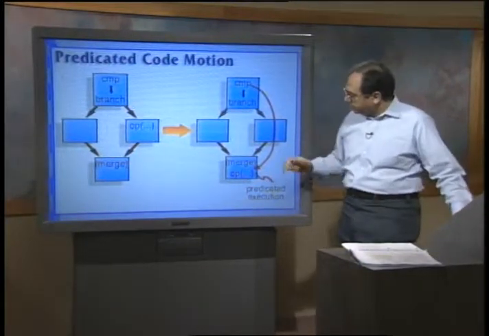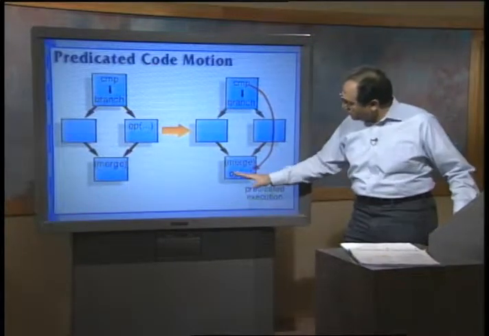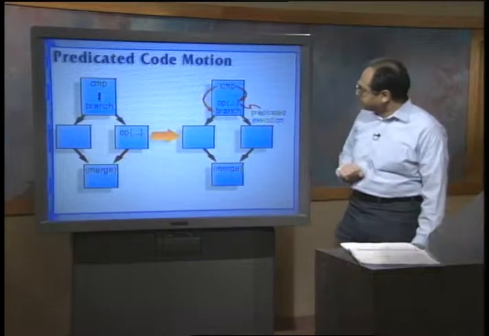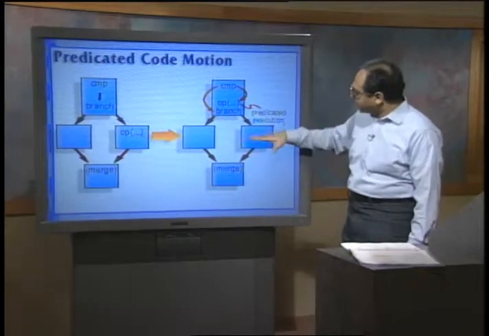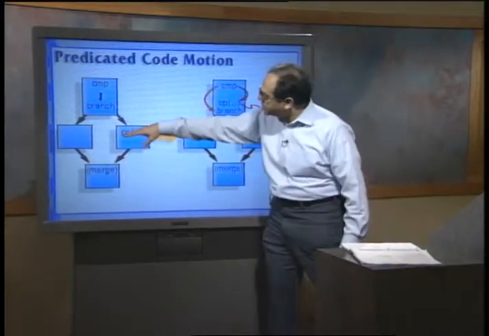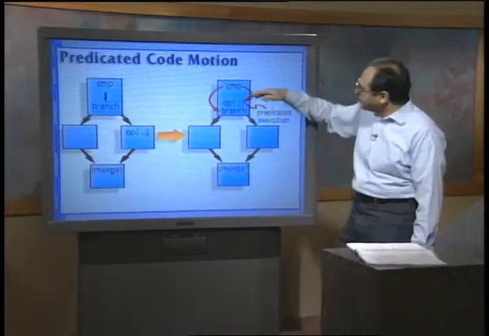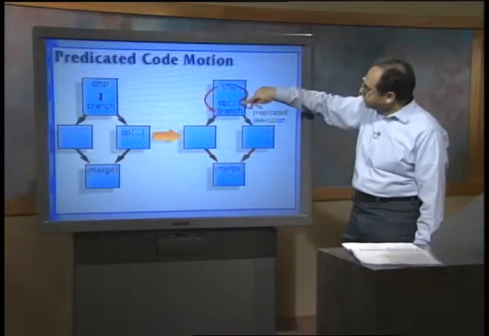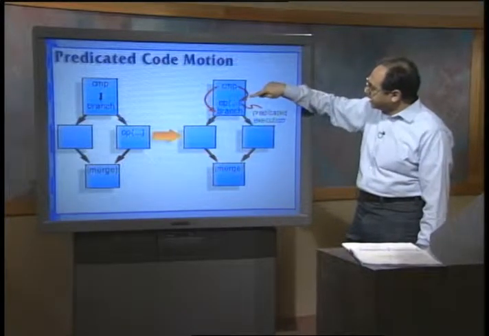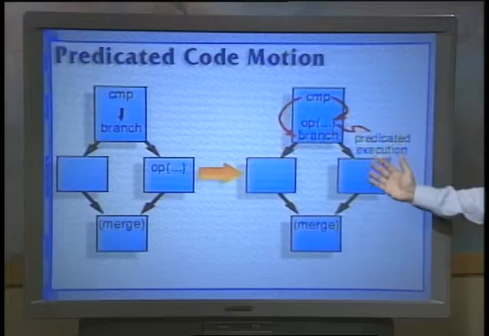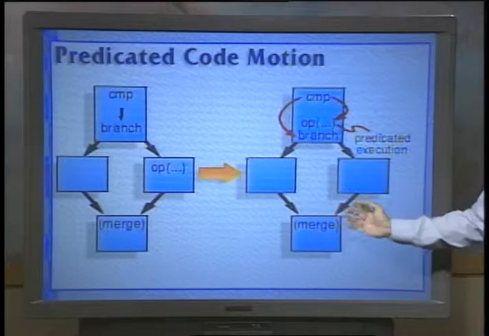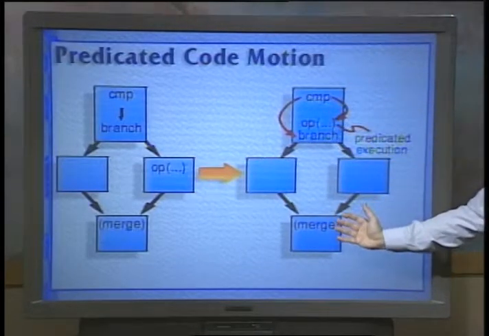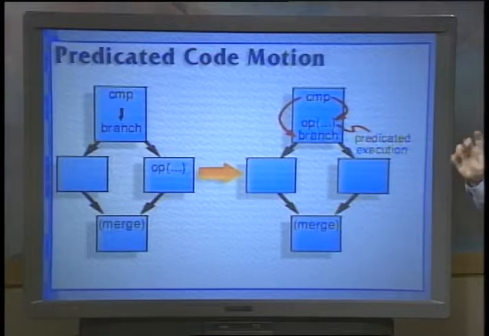Now, interestingly enough, not only can we move it down past a merge, but we can also move it up past a branch. So in this case, what we've done is we've taken this operation, moved it up past the branch, but it's still below the compare operation. So it is still controlled by this predicate, which is true if and only if flow of control would have gone this way. So this operation will execute if and only if flow of control would have gone this way.